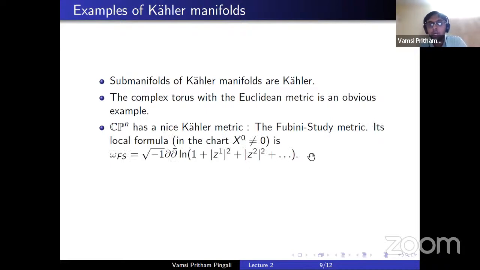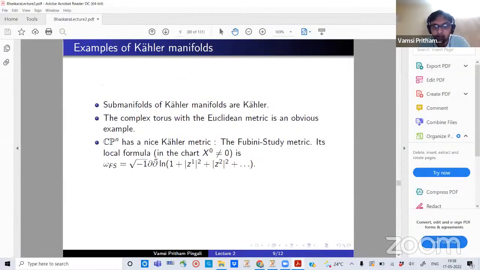And its formula locally is as follows. Recall that if you take CP^n, the coordinate charts of CP^n are obtained by setting one of these homogeneous coordinates to a non-zero value. That is, if you take this open set and you define the coordinate charts as z_i is X_i by X_0, might as well just write this down.